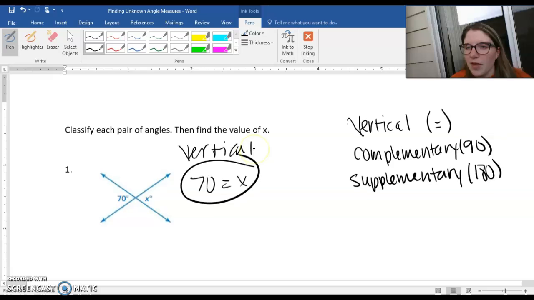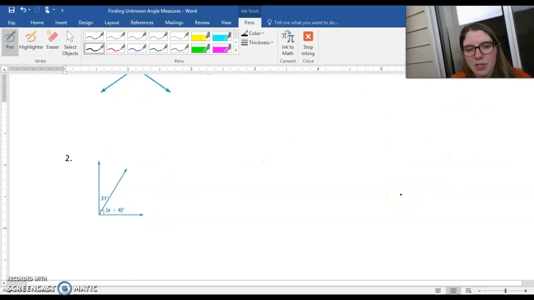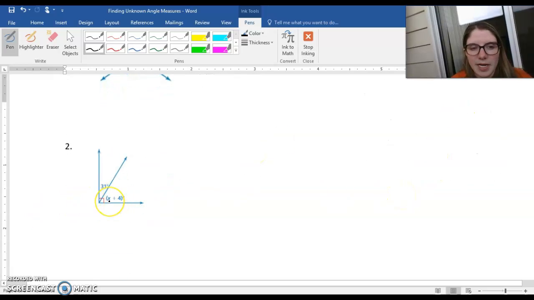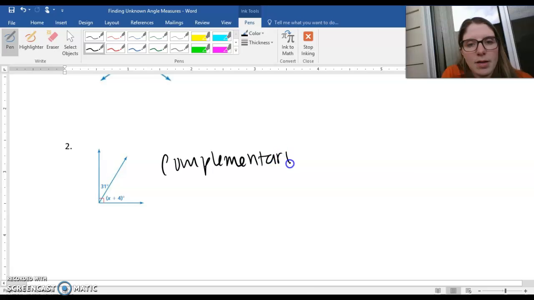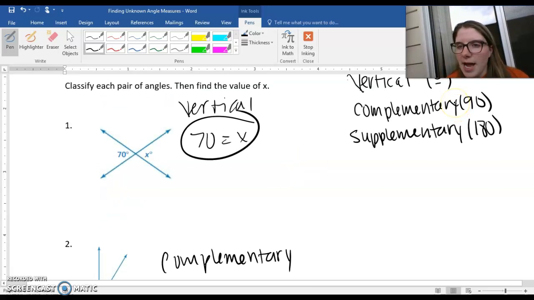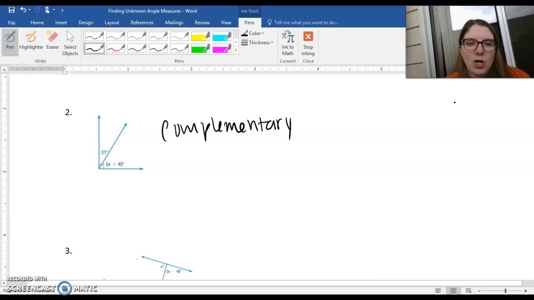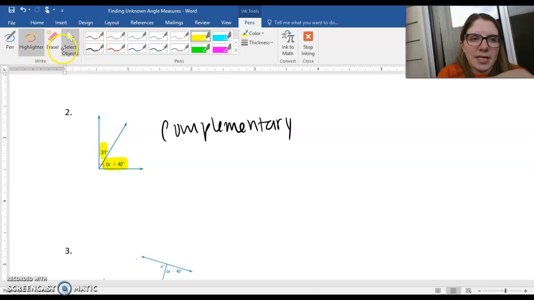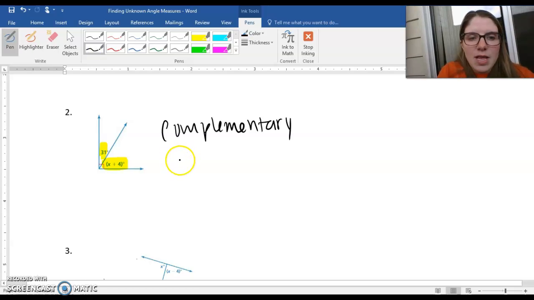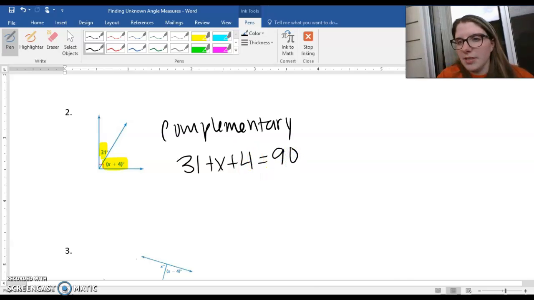All right, so these ones, are they vertical, complementary, or supplementary? Well, these ones add up to be 90 degrees, so they're complementary. And complementary angles add up to be 90 degrees. So if I take this angle plus this angle, I should get 90 degrees. So if I take 31 plus x plus 4, I should get 90 degrees.